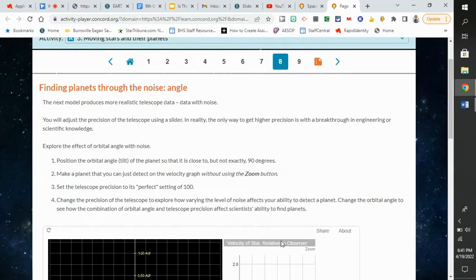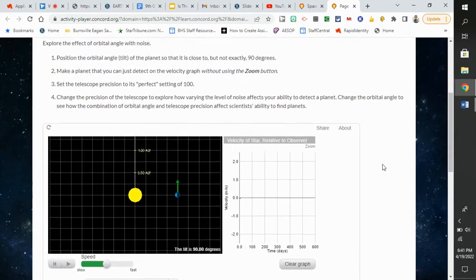So you're going to, number 1, position the orbital angle tilt of the planet so it is close to, but not exactly, 90 degrees. So I'm going to go ahead and do that. Close to, but not exactly 90 degrees. We'll say 87.2. That's close to, but not exactly. Well, okay, 86.65. You go ahead and set yours however you want. Make a planet that you can just detect on the velocity graph without using the zoom button. Then set the telescope precision to perfect.